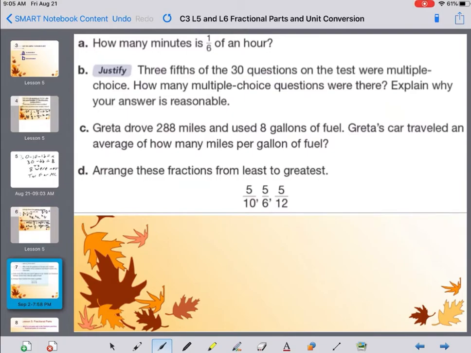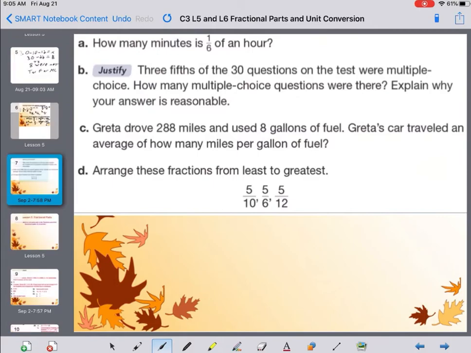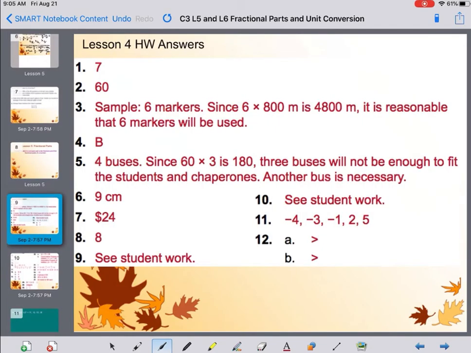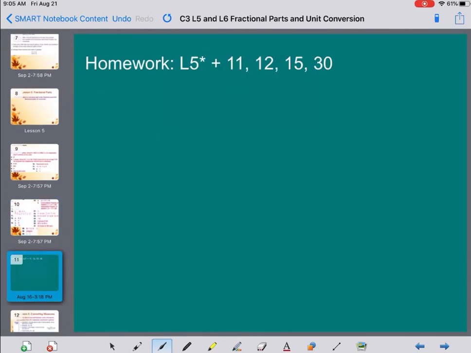All right, so here's the lesson practice set. I'll give everyone a chance to go ahead and work on this lesson practice set. And then lesson 5, fractional parts, you'll be able to compare and order fractions and find fractional parts of a number. We had our homework answers to lesson 4 here. And then the lesson 5 homework are the starter problems 11, 12, 15, and 30.